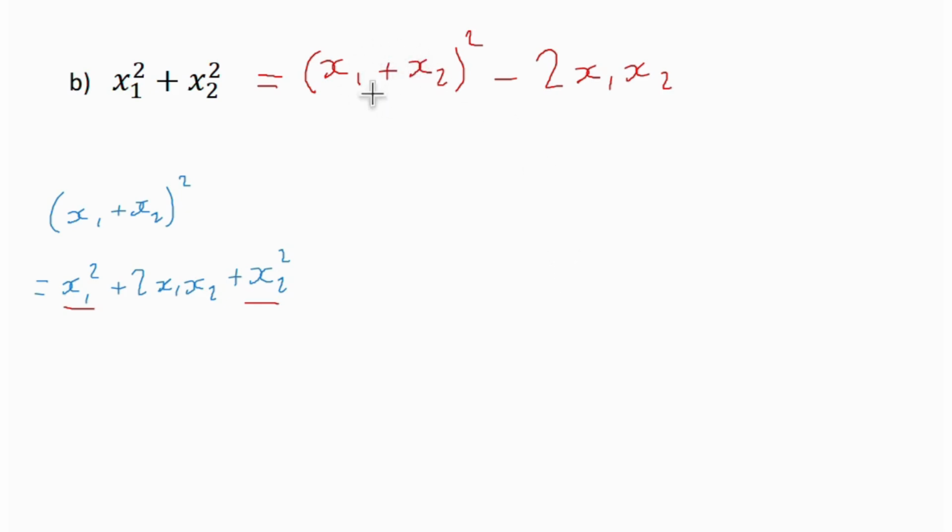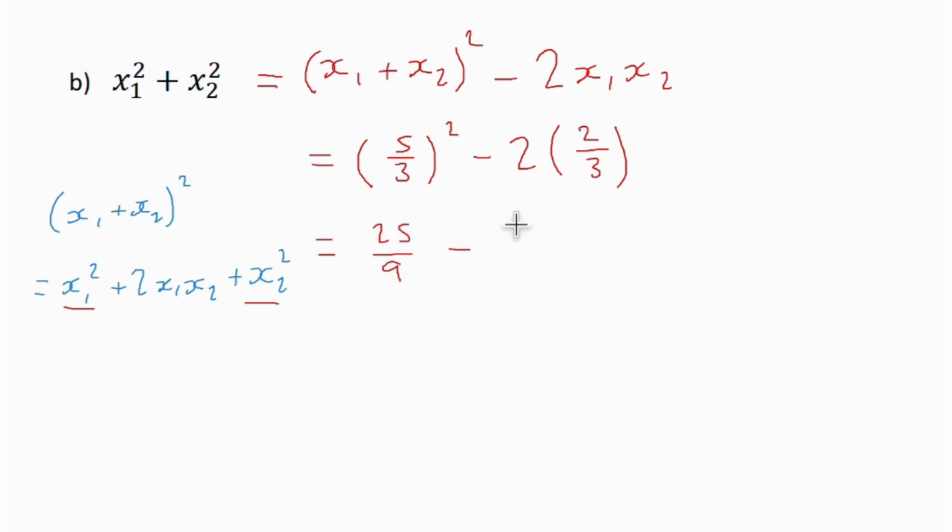Now notice that we have the sum of the roots and the product of the roots, so we can now substitute in. From above, we know that the sum of the roots is 5/3, and we know that the product of the roots was 2/3. Expanding this out, we have 25/9 minus 4/3. Putting this over 9, it's going to be 12/9, which gives us 13/9 as our final answer.